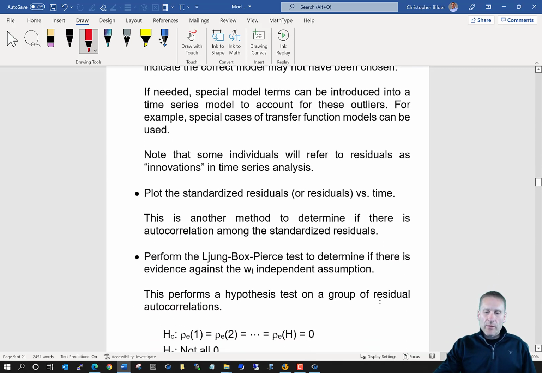So how do we handle these situations? Well, look at different models. Maybe different models don't have those same kinds of standardized residuals. If, however, that still doesn't work, there are additional terms that can be added to a time series model to specifically account for situations like this. You could use what are called special forms of transfer function models, which obviously we have not talked about yet. Okay.